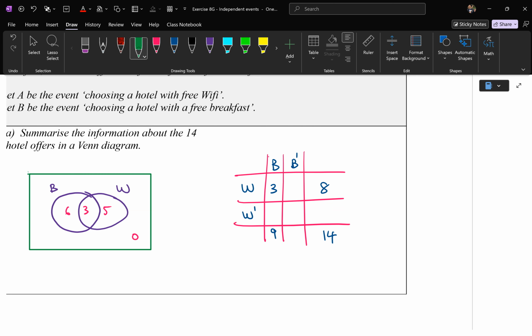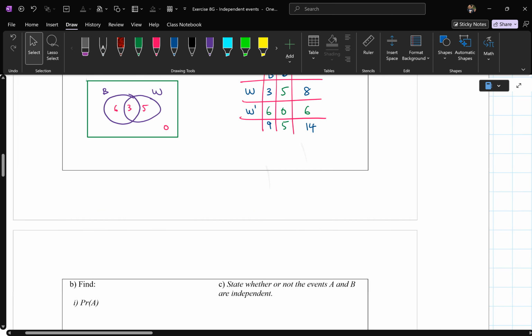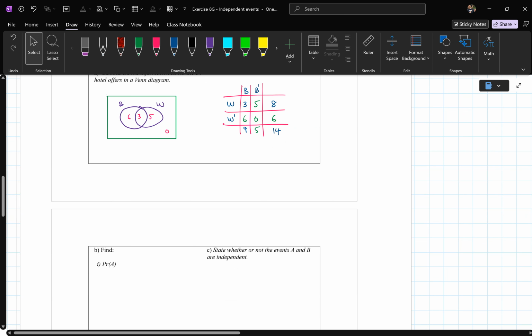So here, 8 plus 6 and 9 plus 5. This is 6. That must be 0. And then 3 plus 5. There we go. So I filled it all out, right? So I've got my cardinal maps table.